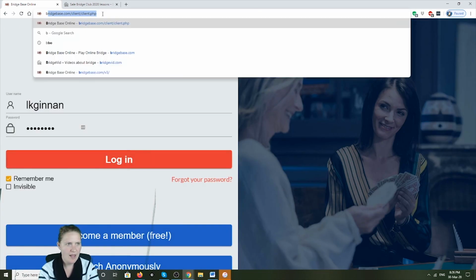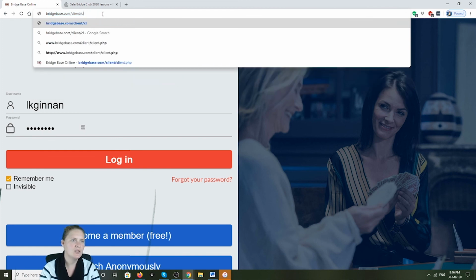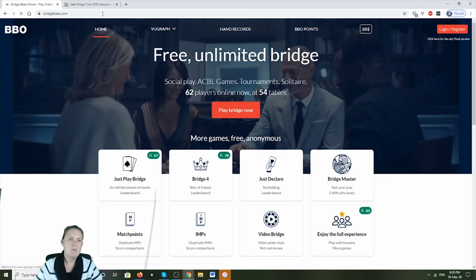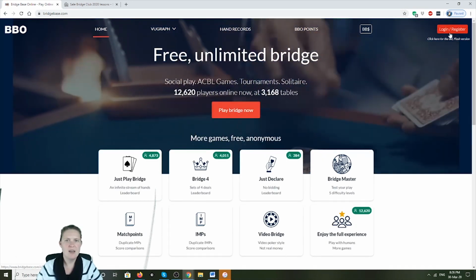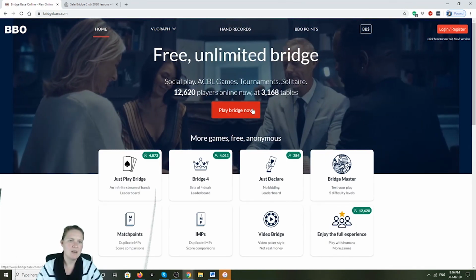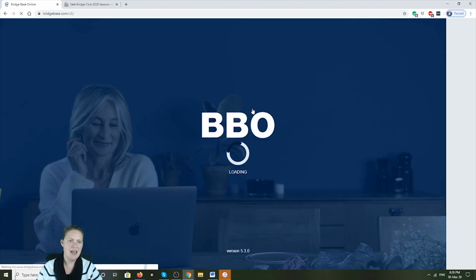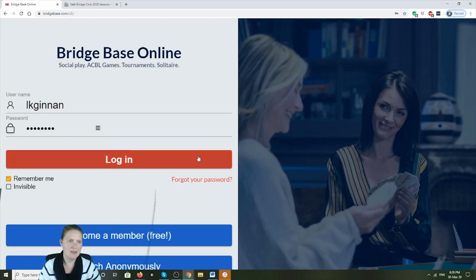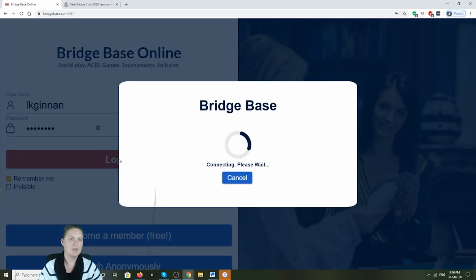But just to clarify how we got in there, we needed to go to bridgebase.com. Then we needed to click on Play Bridge Now, not on this login and register button up the top. At that point, you can type in your username and your password, or if you've clicked on Remember Me, it'll automatically save. Click on Login when you've got those, or if you haven't signed up yet, become a member, and you'll be taken into that main playing area.